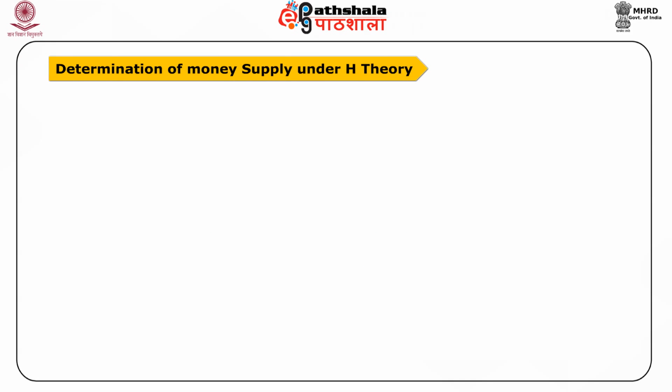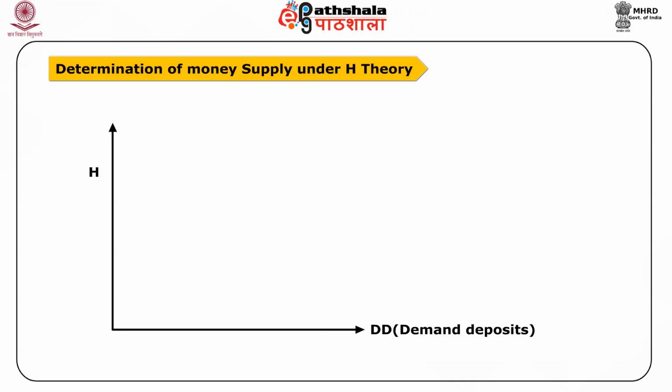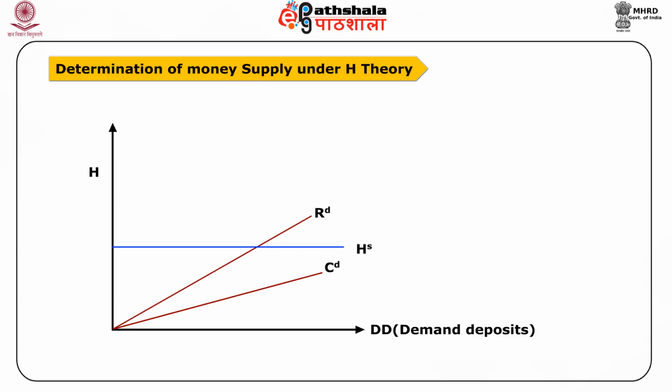Let us now understand the determination of money supply under the H theory of money supply with the help of a diagram. H is measured on the vertical axis, while demand deposits DD are on the horizontal axis. The supply of H is given exogenously by the monetary authorities as parallel to the horizontal axis, perfectly inelastic to DD. The CD curve has slope C, the RD curve has slope R(1+T), and the HD curve is the vertical summation of CD and RD.